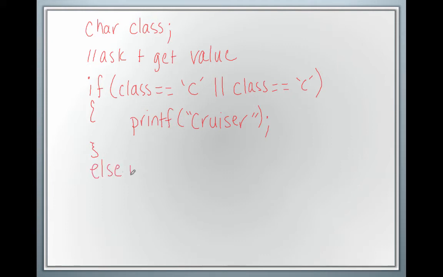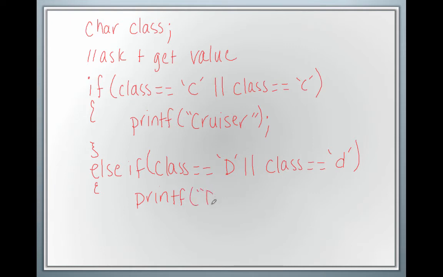Else, if class equals 'D', or class equals 'd', you would printf destroyer. So let's just assume we only cared about C and D, but I think there are other letters like B in the example with the switch, but this is just to show you how they compare.